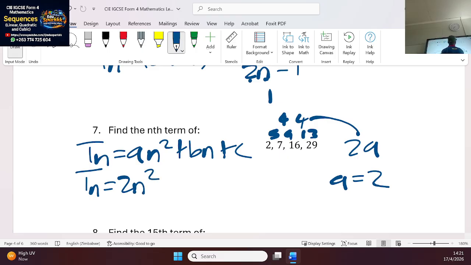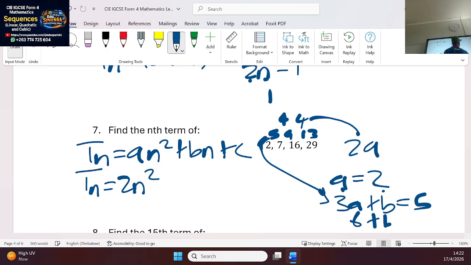But what about the 5 we have there, which is the first difference? Is 3a plus b equal to 5. But a is 2, so it will be 6 plus b equal to 5. It looks like our b is -1. Therefore, I'll come and say minus n.